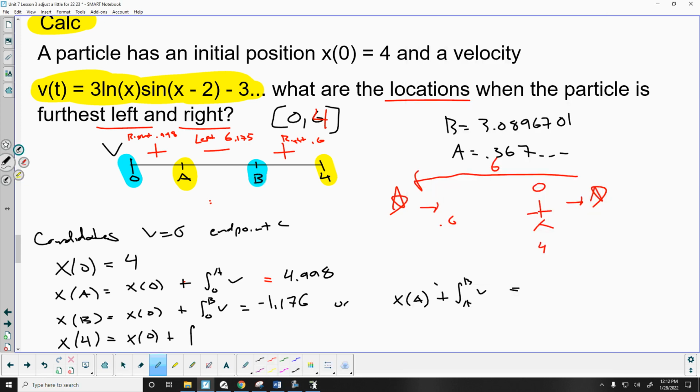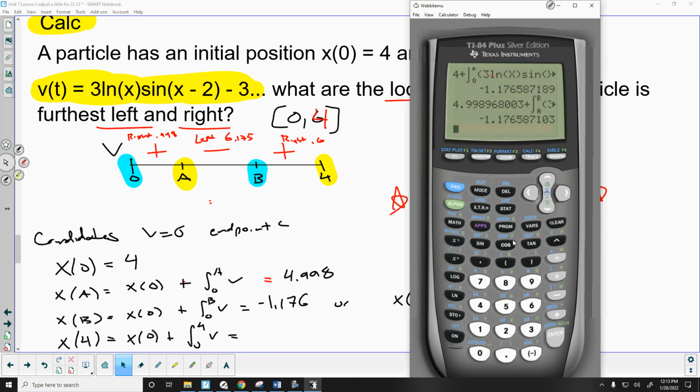And I'm just going to go 0 to 4 here. But again, I could use this. I could use this. It's up to you. If you just wanted to take your position at time B and then take that and add the area from B to 4, which was +6. Four plus 0 to 4.